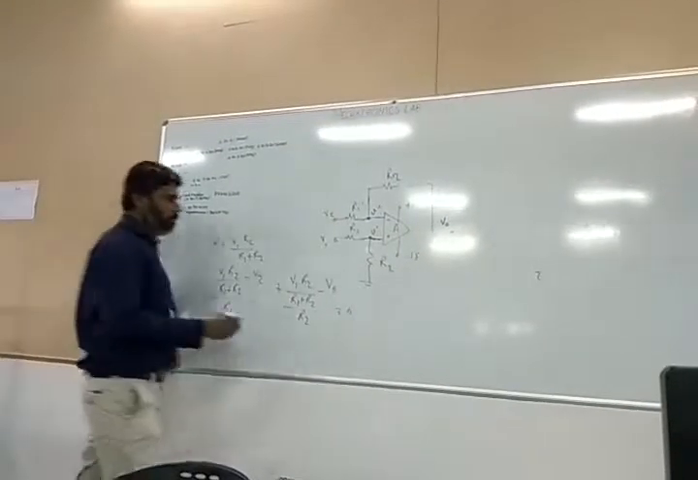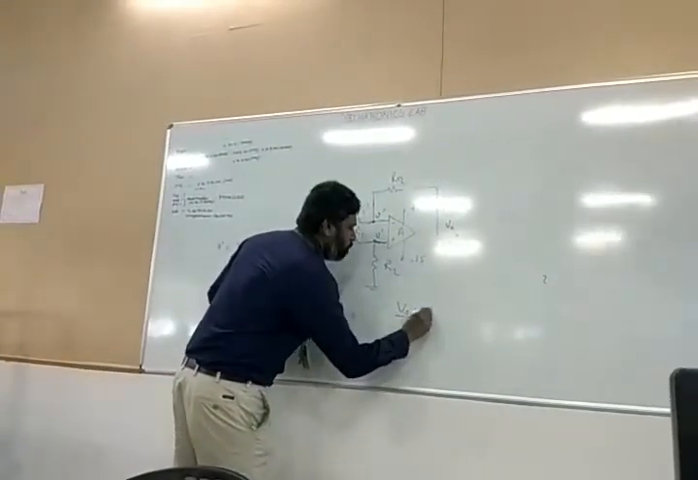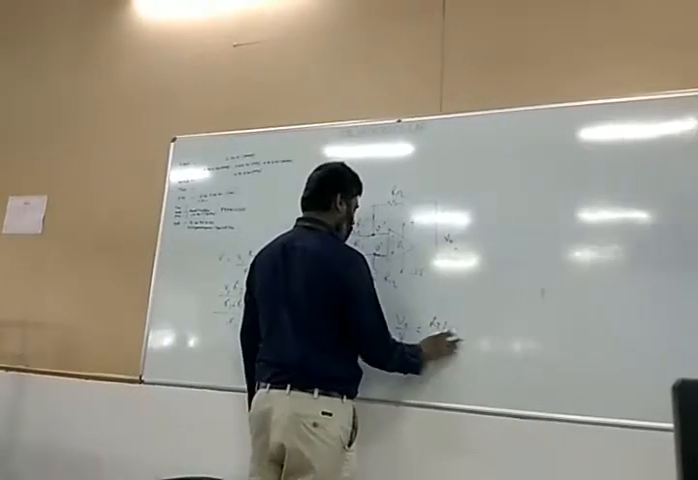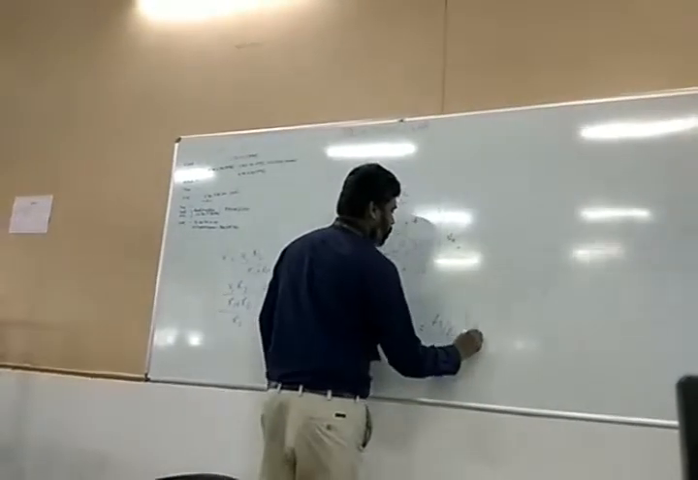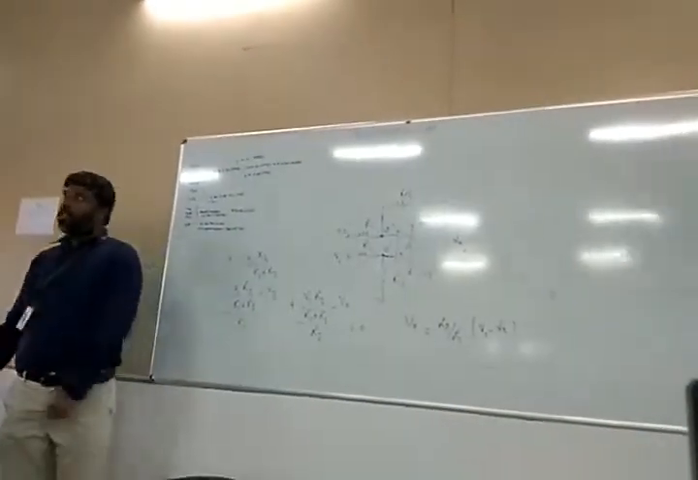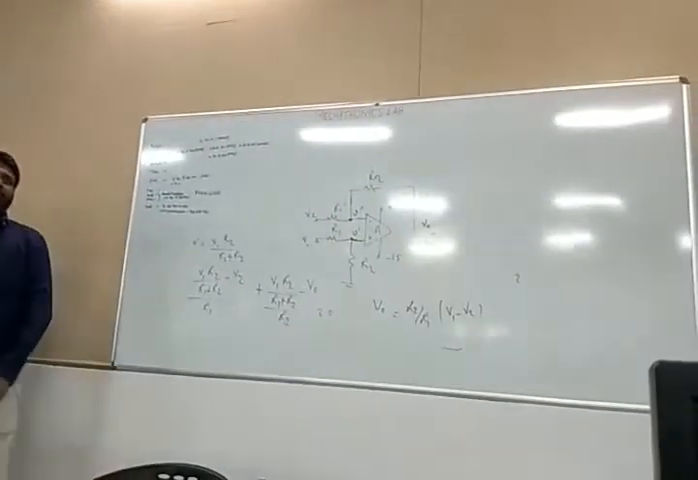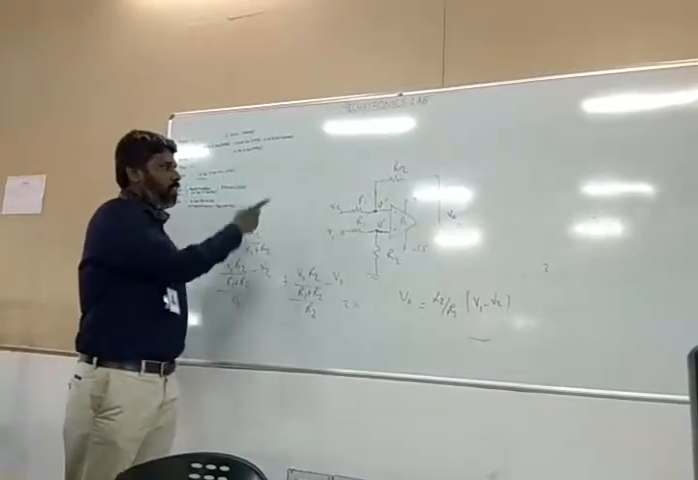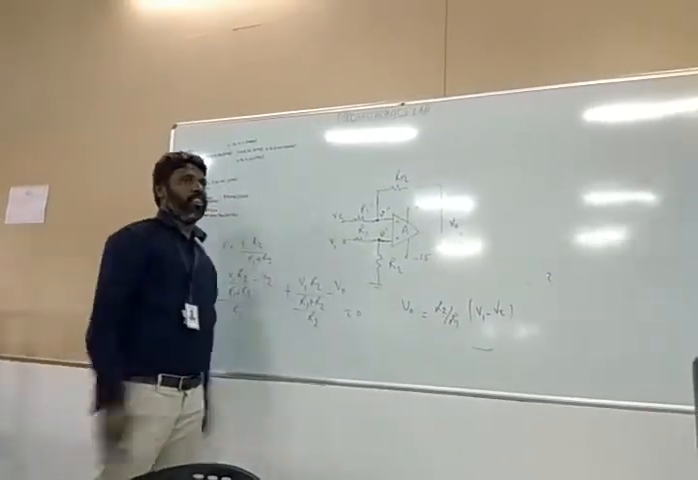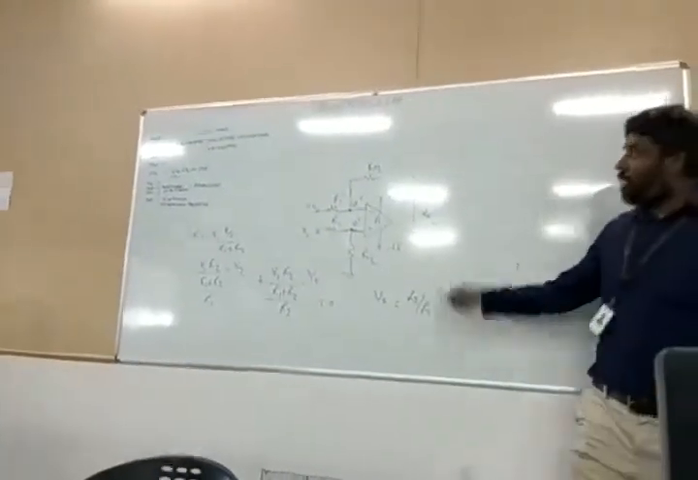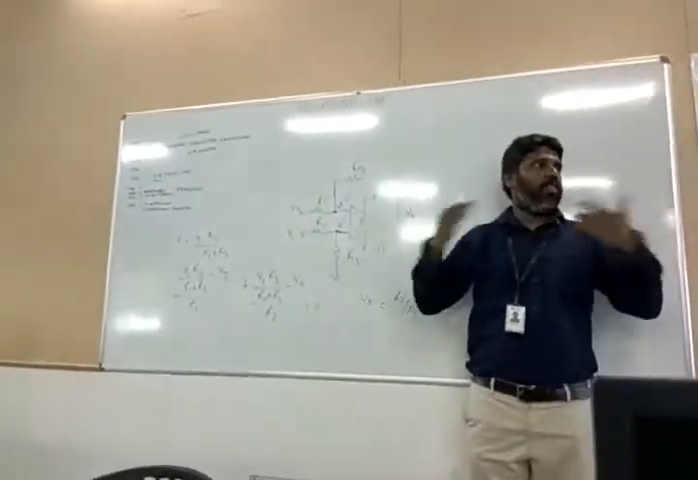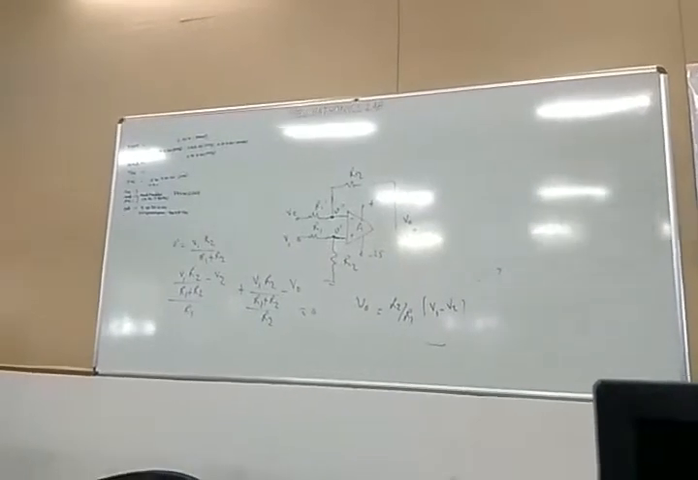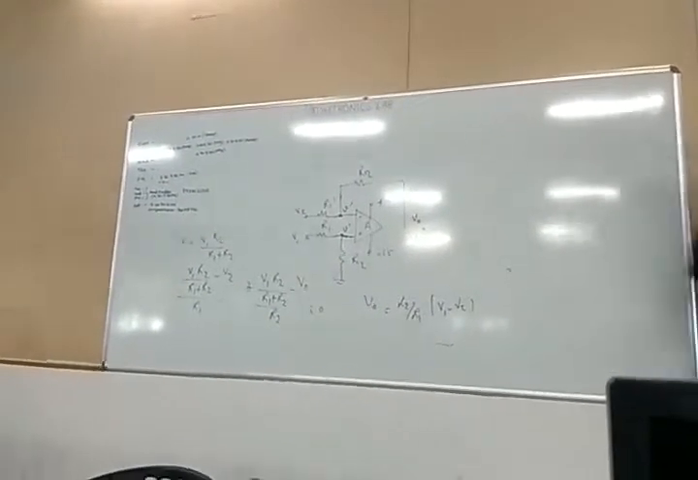If we simplify, you can easily show that V0 by VI equals R2 by R1, so you can show that V0 equals R2 by R1 times V1 minus V2. That's it, differential. You simplify and you will get that. This is simple, like KCL. If you use superposition, you can directly get it. What is the output voltage due to V2? What is the output voltage due to V1? Sum them, and you will get the superposition output. Any doubt in this? How to get the expression?